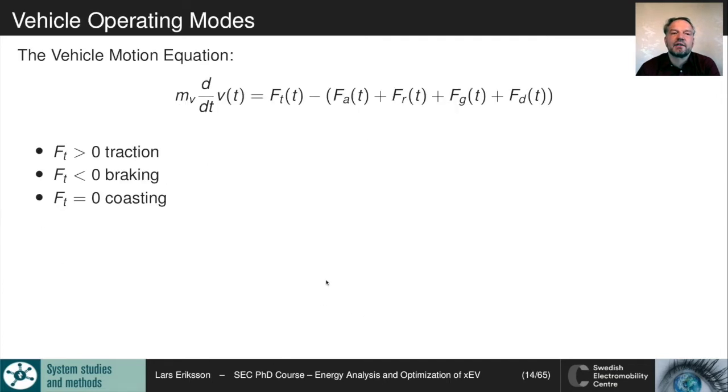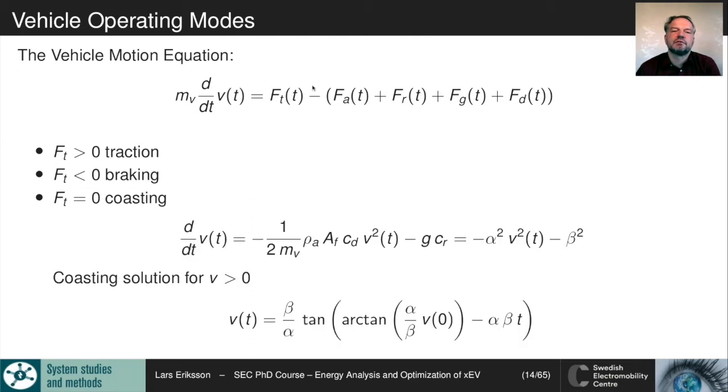The next thing we look at is vehicle operating modes. We have the vehicle motion equation, and depending on what requirement we have on the tractive force, if the force is bigger than zero, we have traction. If it's less than zero, we are doing braking. And the special case when we have nothing, like we're decoupling the engine, then we're doing coasting. And coasting is a special case where we require no force from the powertrain or from the driven wheel.